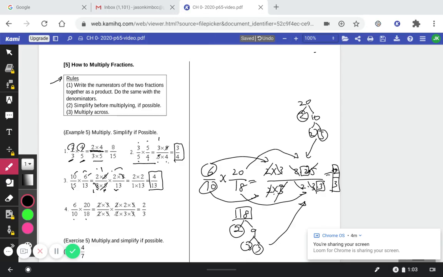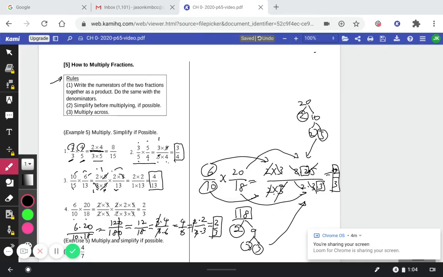Another way is you multiply without reducing first. So 6 times 20 is 120, and 10 times 18 is 180. And then you try to reduce at the end, and you end up with 12 and 18, and 3 times 4, 3 times 6. 4 with 6 is 2 times 2, and 2 times 3. So you end up with the same answer, even though you are using a different way.